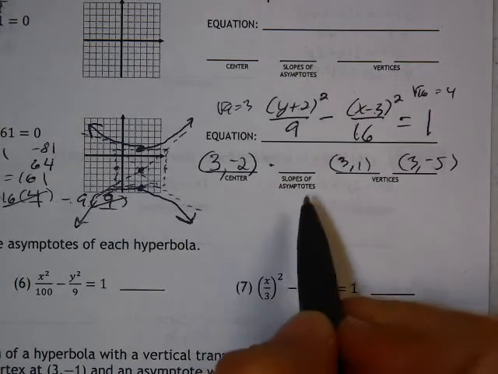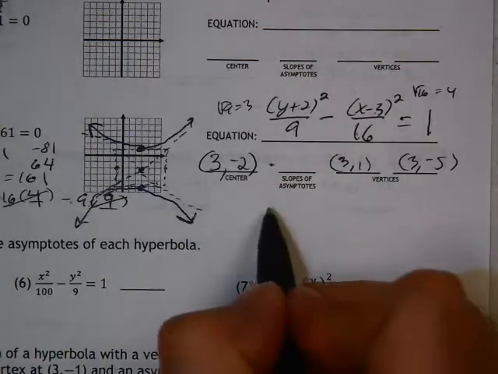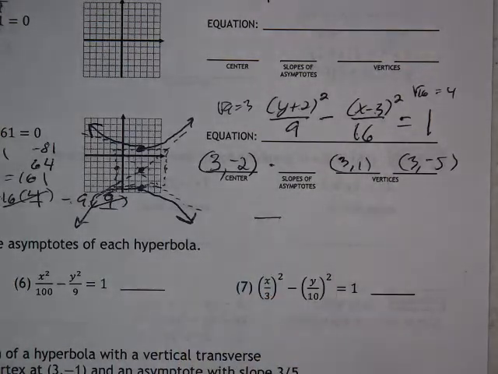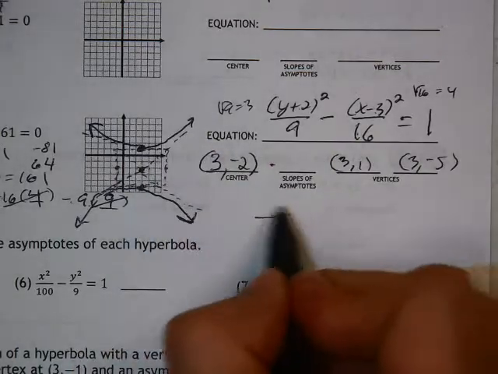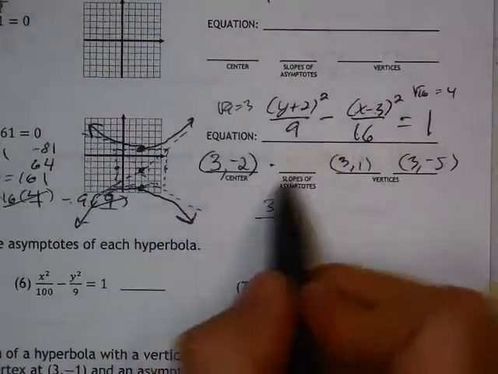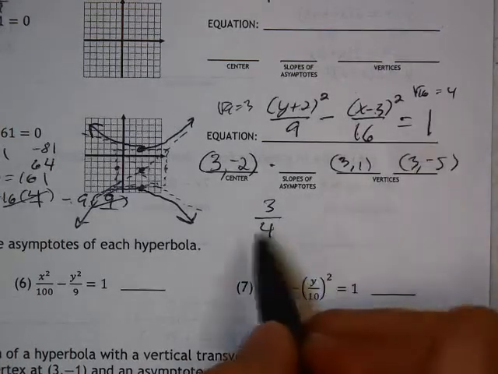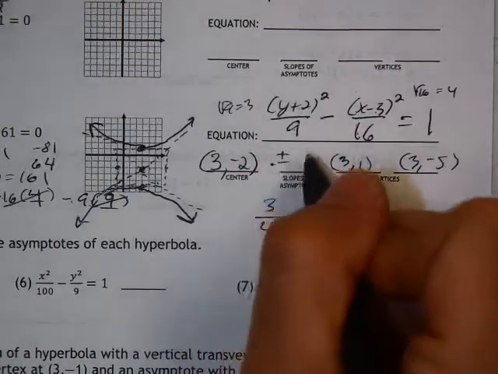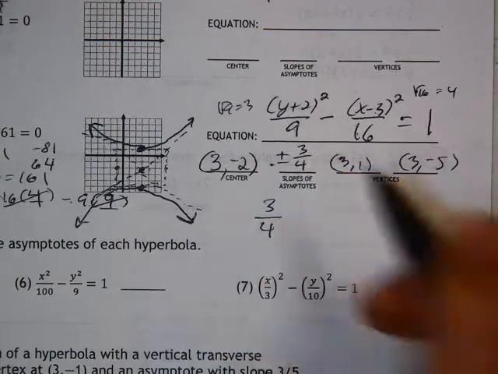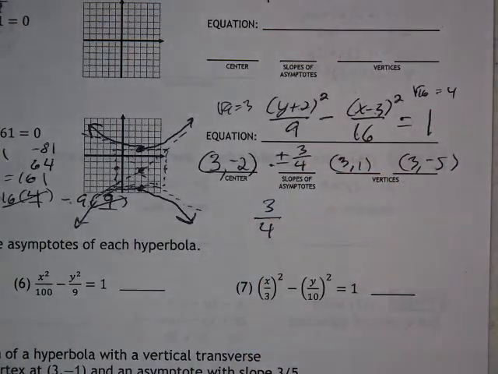The last thing I need is the slopes of the asymptotes. And remember that slopes are rise over run. The rise was 3. The run was 4. Remember, because of that 4, I went left and right 4. One's positive, one's negative, so my slopes are plus or minus 3 over 4. And I've got number 4.